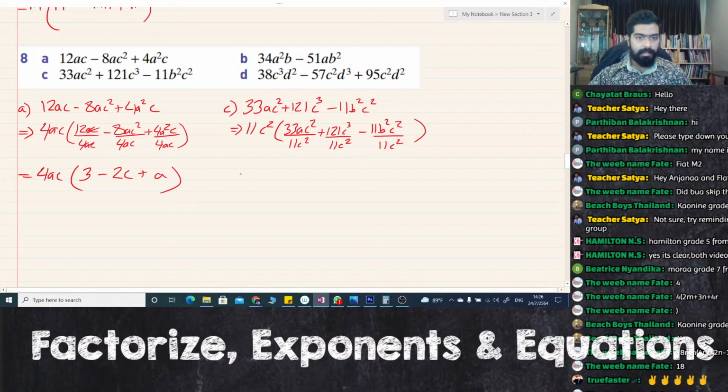Now, the final answer, guys, let me know what answer you guys got. I'll give you maybe 1 minute and then we will take it from there. Of course, in front of the bracket we will have 11C square, that's for sure. Now inside the bracket, guys, let's see what you guys have.